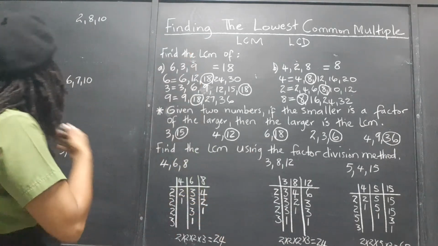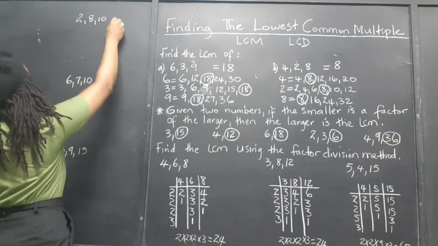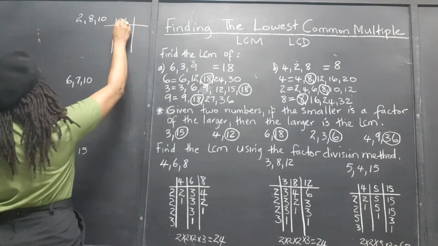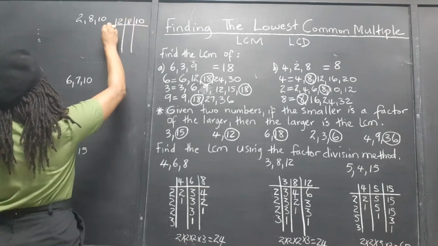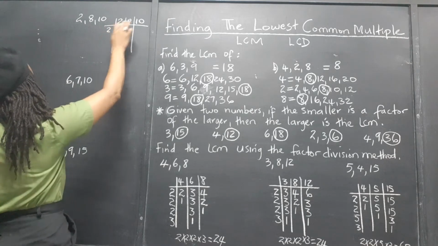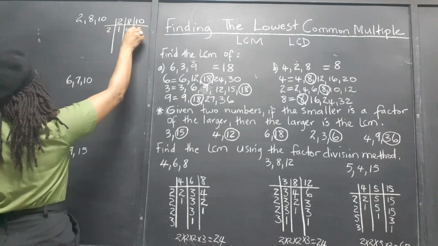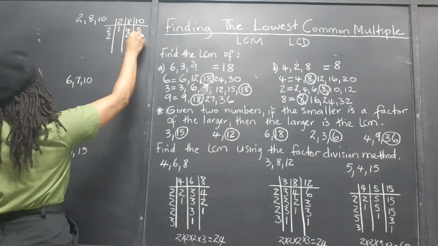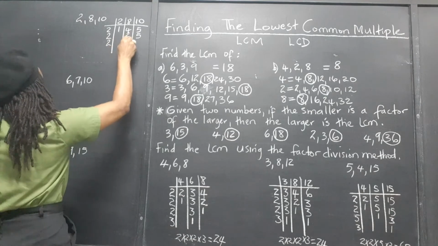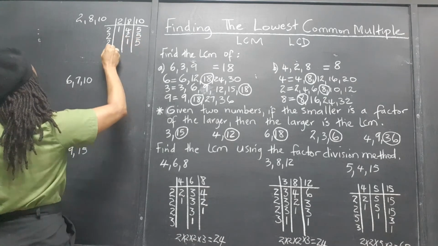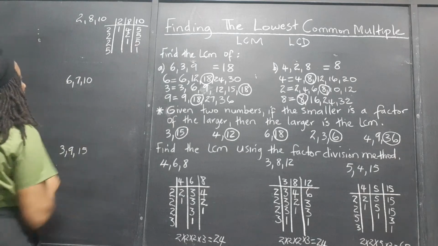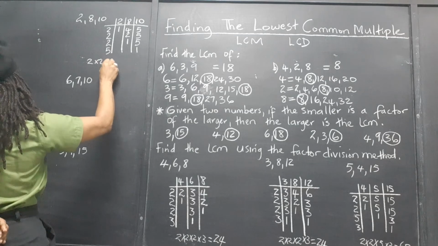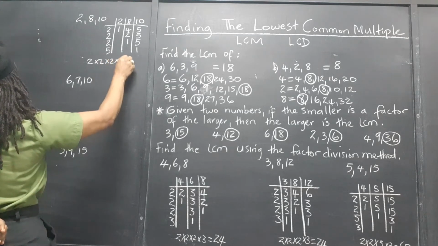Alright, so let's do these 3 more. We have 2, 8, and 10. Let's see what's the smallest number that these can go into. 2 goes into itself once, 2 into 8, 4, 2 into 10, 5. Let's try 2 again. 2 into 4, 2, 2 can't go into 5. 2 into itself once, 2 can't go into 5. And 5 into itself once. So we have 2 times 2, that's 4, times 2, that's 8, times 5, that's 40.